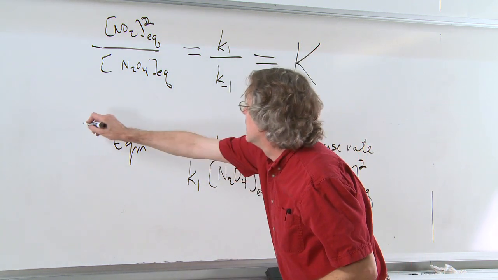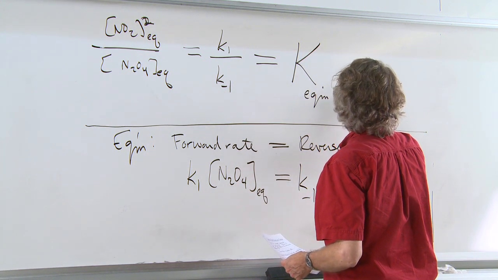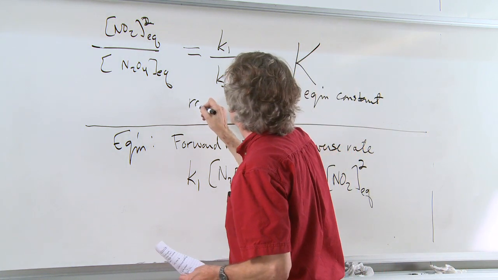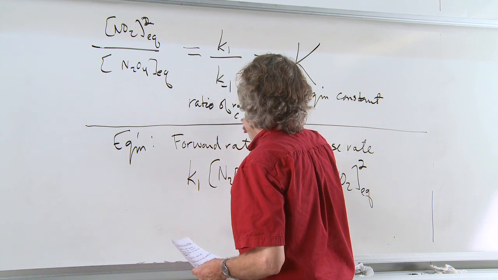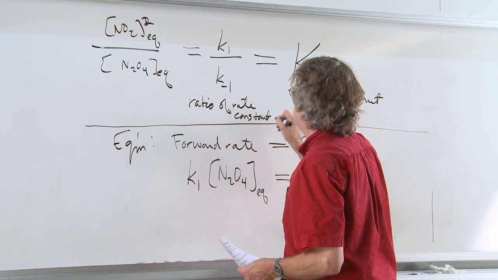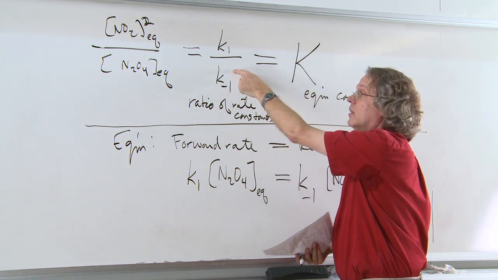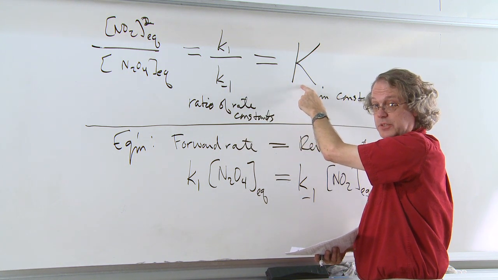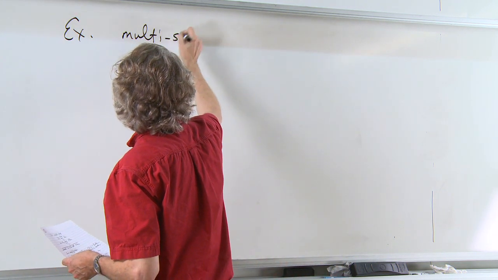So what this shows us then is that the equilibrium constant is really, in terms of a mechanism, nothing other than a ratio of rate constants. These rate constants are independent of concentration, so big K is also independent of concentration. The rate constants depend on temperature, so big K also depends on temperature. Let's look at one more example, this time for a multi-step reaction.